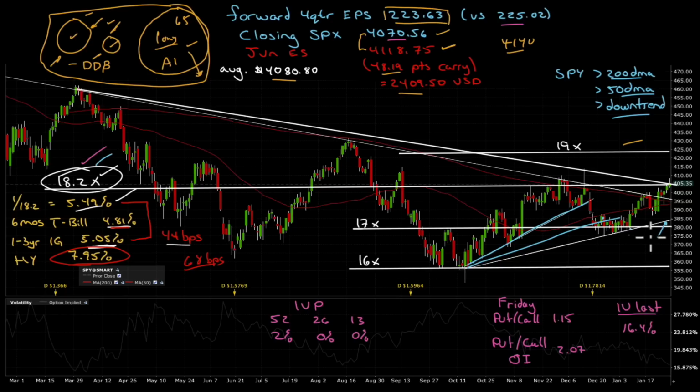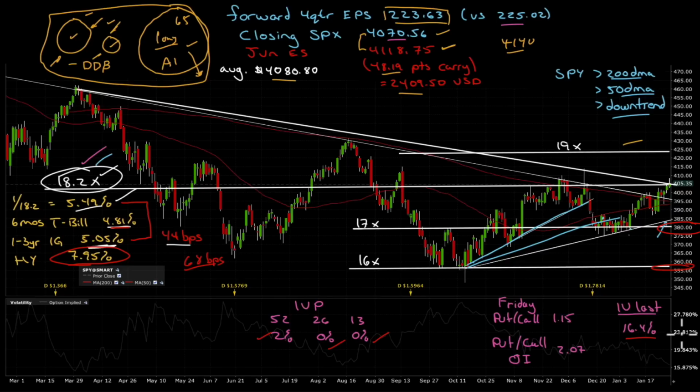17 times brings you down to 380. 16 times brings you down to about 357. Look at the volatility here. It's basically gone. 13-week implied volatility percentile, 0. It means all observations of implied volatility over the last 13 weeks were higher. All over the last 26 weeks were higher. And only 2% of the observations in the last 52 weeks were lower than where we are now.